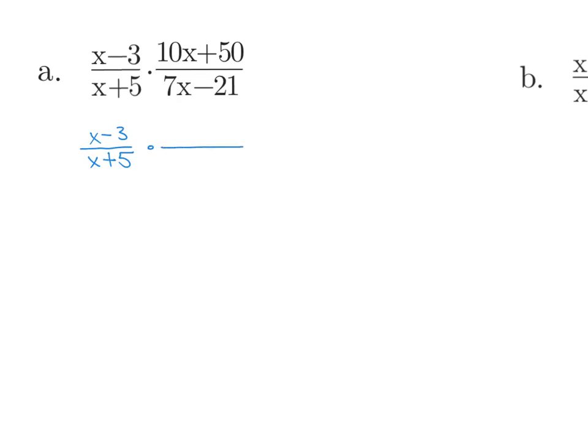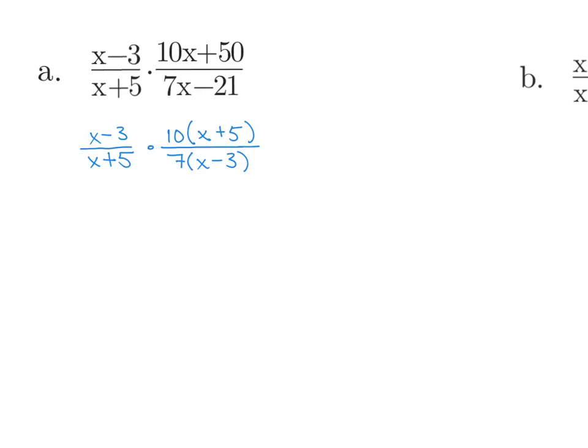In my second fraction on the top, we can start by factoring out a 10. If we factor out a 10, inside we are going to be left with 10x divided by 10 is x, and 50 divided by 10 is 5. On the bottom, I can factor out a 7. So if we factor out a 7, we divide each term by 7. 7x divided by 7 is just going to be x, and minus 21 divided by 7 is going to be minus 3.